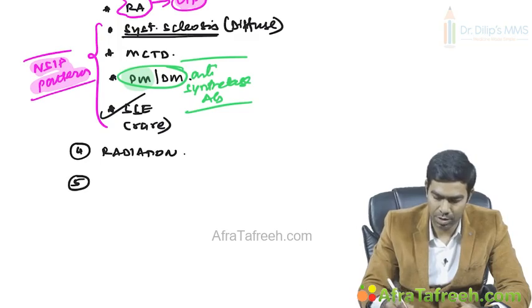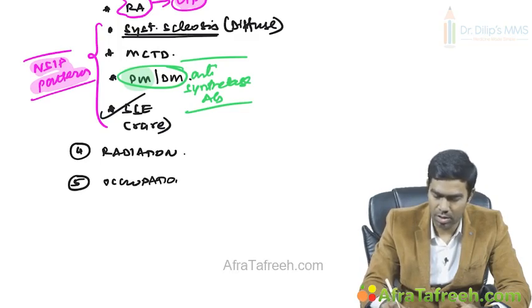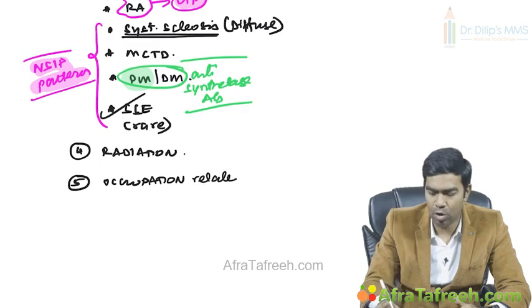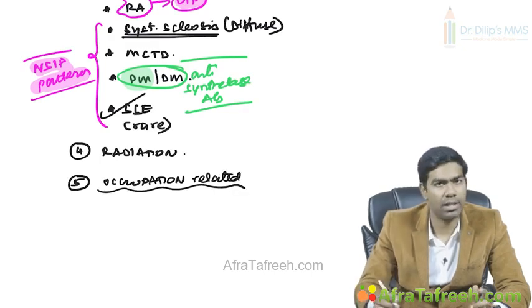Then, number 4, you can get radiation related damage to the lungs, which may result in fibrosis and an ILD like picture. Then you can get occupational disorders. There are a lot of occupation related ILDs. Again, these are known causes.